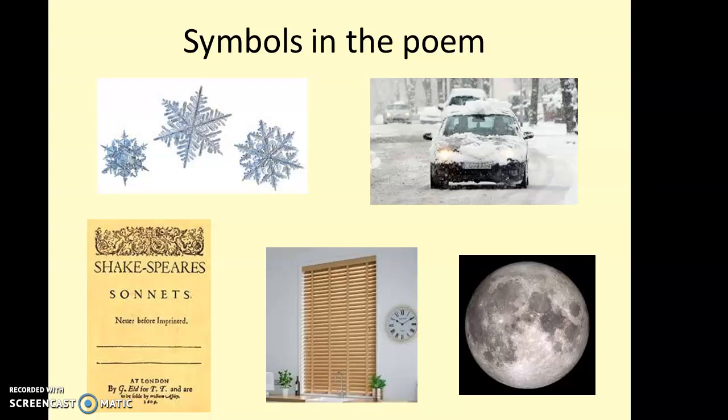Along with the natural image of the snow and other natural images like the moon, for example, you've also got man-made images, in particular the car, and maybe another man-made image, although different from the car, is the image of the sonnet. The writer, or rather the speaker, describes writing the sonnet in the snow, but the poem itself is also a kind of sonnet. We'll talk a bit about the form of the poem.